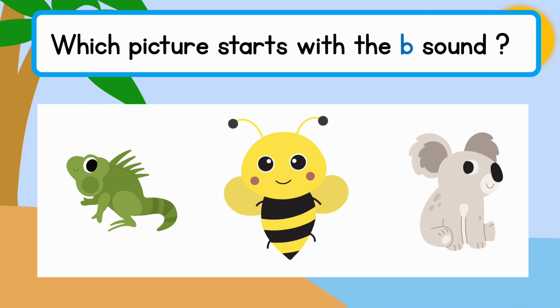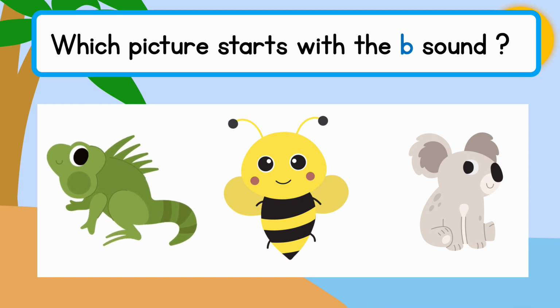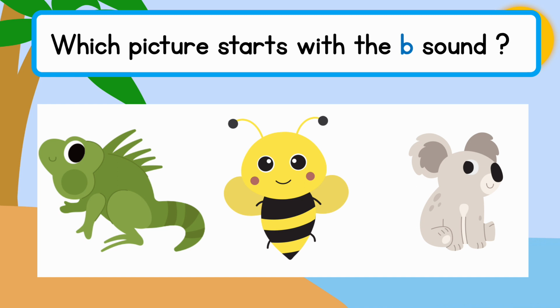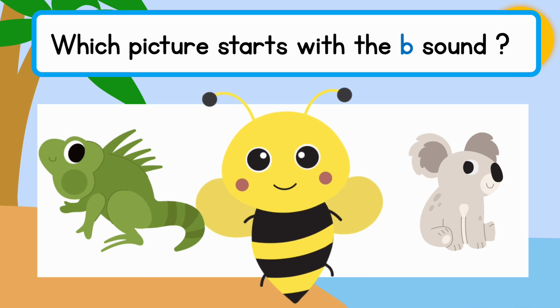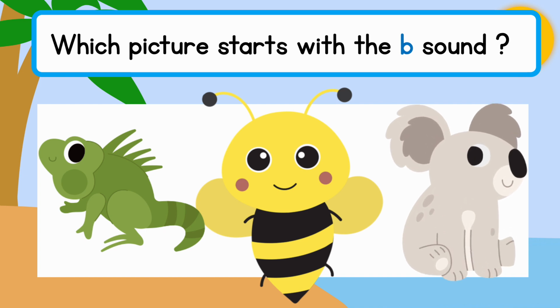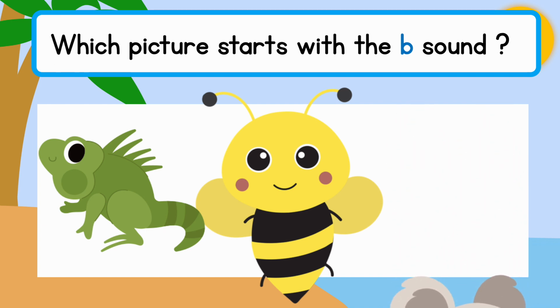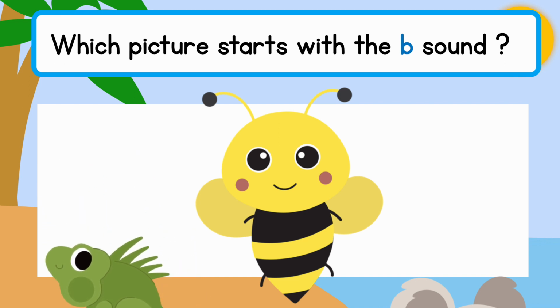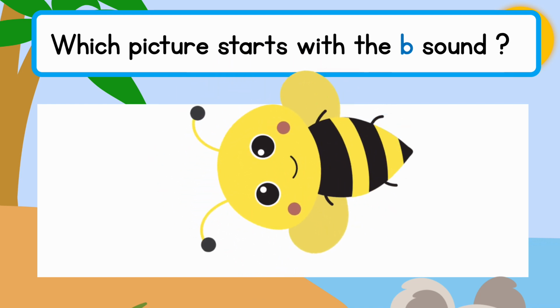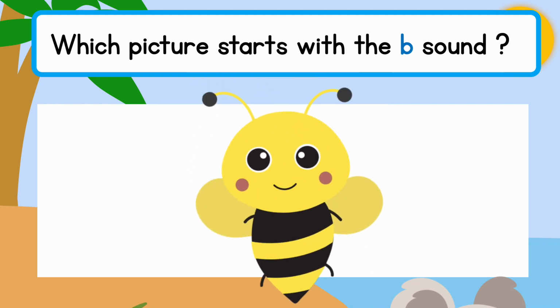Now here again we have 3 more pictures and we're going to find the picture that begins with a B sound. Iguana. Bee. Koala bear. Have you found the picture? Let's have a look. So it's not the koala bear. It's not the iguana. Well done. It is the bee. Bee. Super job.